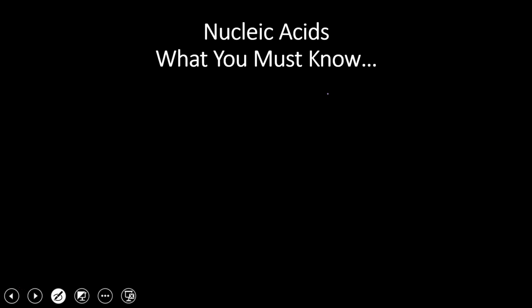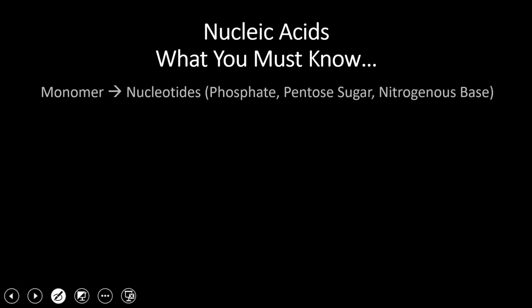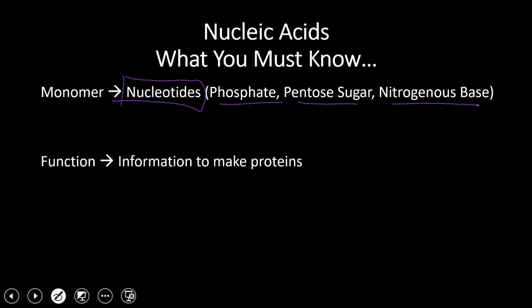Okay, so what is the must know? What's the big picture from this? The monomer. They are nucleotides. Nucleotides are made up of a phosphate, a pentose sugar, and a nitrogenous base. What is the function? The function is DNA and RNA, they're information to make proteins. This is also called genetic information.